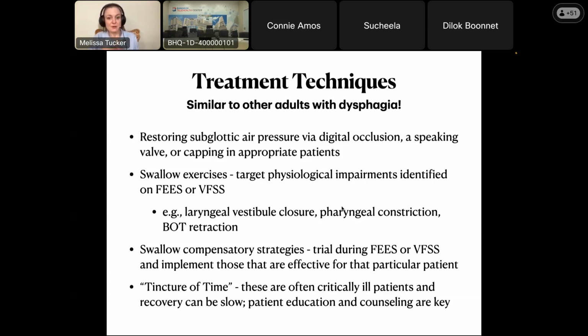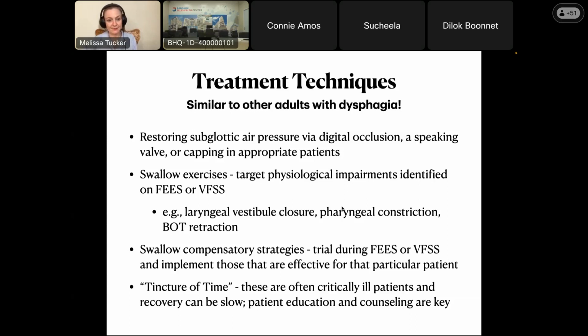Similarly, you can use swallow compensatory strategies, just like other patients with dysphagia. And again, you want to trial those during your FEES and implement the ones that are effective for that particular patient, whether it's trying to hold their breath while they swallow, putting their chin down, a head turn, or a hard swallow. Maybe they swallow and then they cough or clear their throat to expel aspirated material and they re-swallow. So those second and third bullet points, the swallow exercises and the swallow compensatory strategies, are just like other adults with dysphagia.